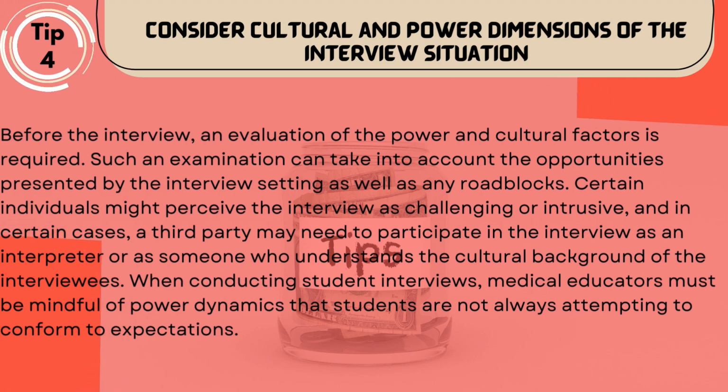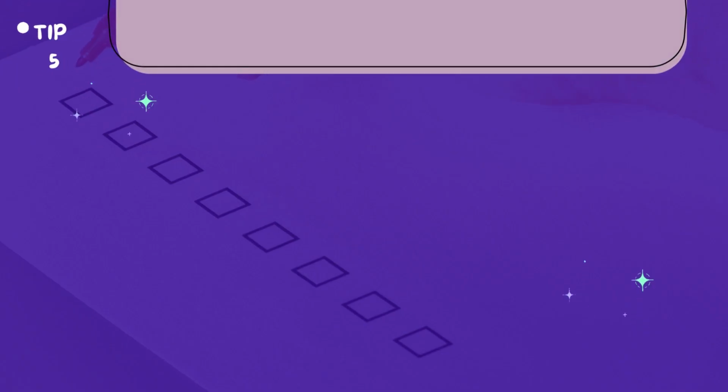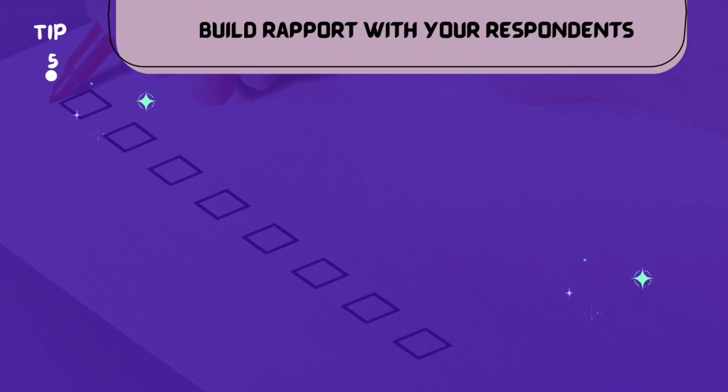When conducting student interviews, medical educators must be mindful of power dynamics, as students are not always attempting to conform to expectations. Tip 5. Build rapport with your respondents.